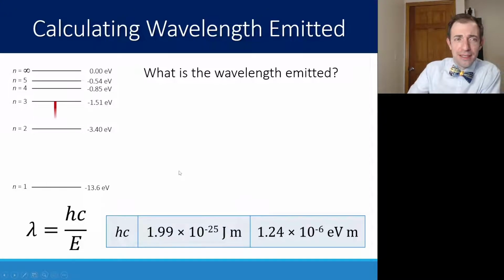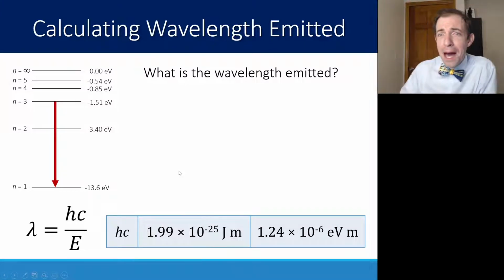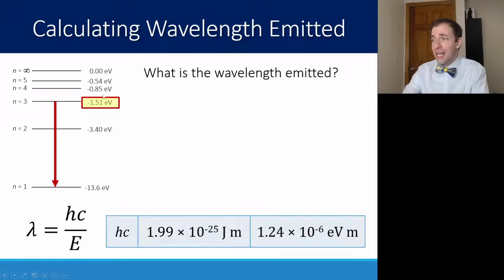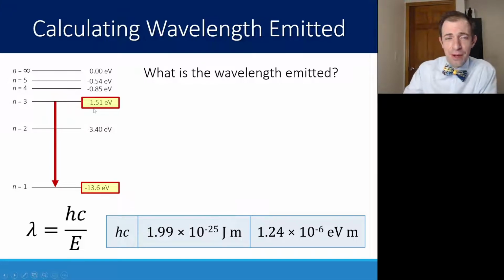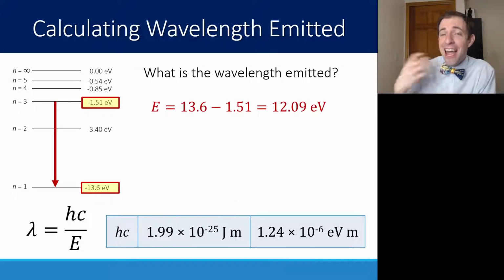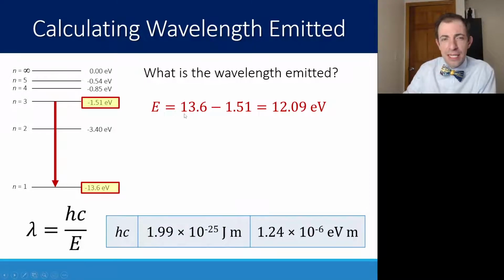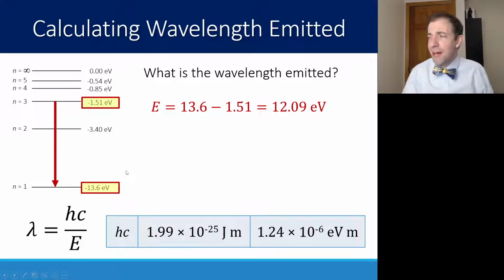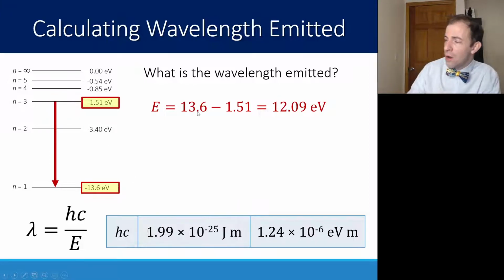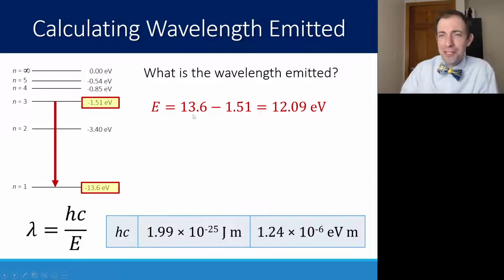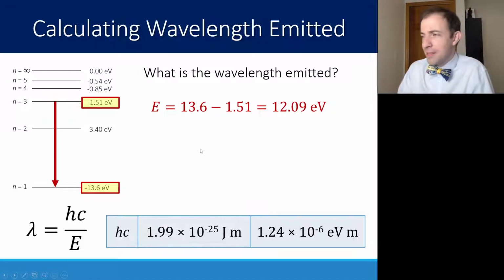If I have an energy transition going from 3 down to 1, the corresponding energies are going from negative 1.51 electron volts to negative 13.6 electron volts. My difference there is the energy that is going to be carried in the photon that is leaving that atom. So that energy difference is 13.6 minus 1.51, so 12.09 electron volts. I don't really care that they're negative here because it's the difference that I really need to know. So you'll see that I'm not really acknowledging the negative. I'm just finding its delta.